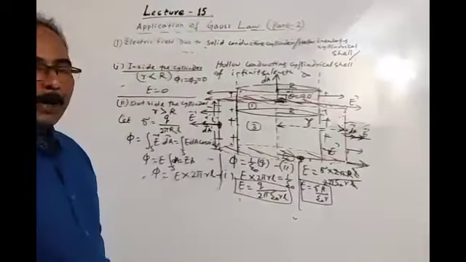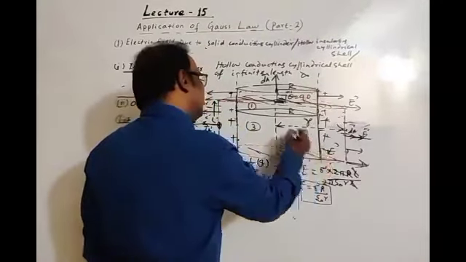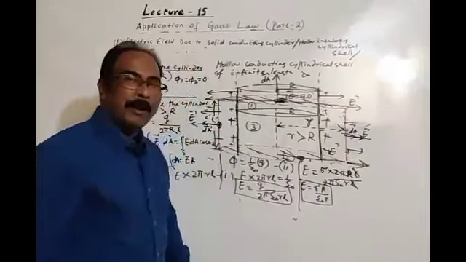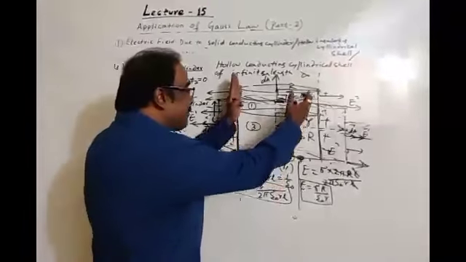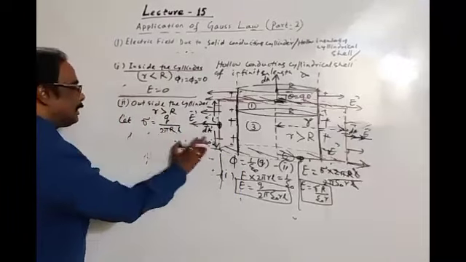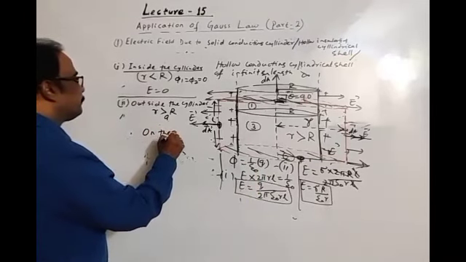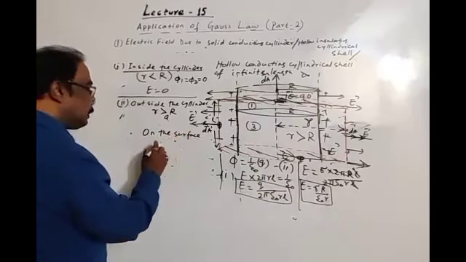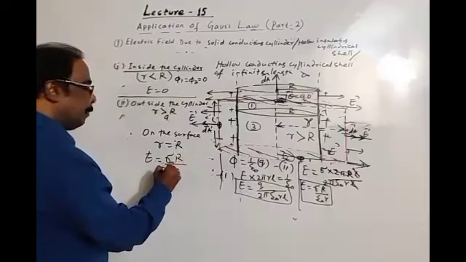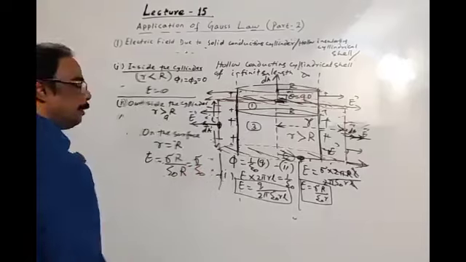Okay, this is the formula for outside the surface, where small r is greater than capital R. If you want to get the electric field on the surface, then on the surface, small r is equal to capital R. So the electric field will be sigma R divided by epsilon naught small r. We may put capital R, so sigma divided by epsilon naught.